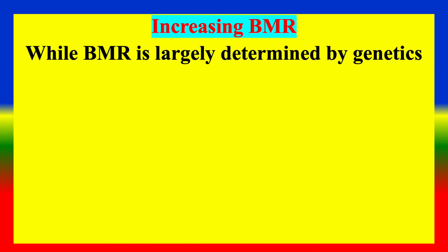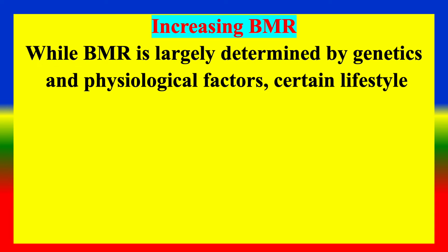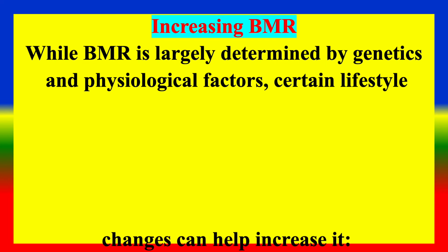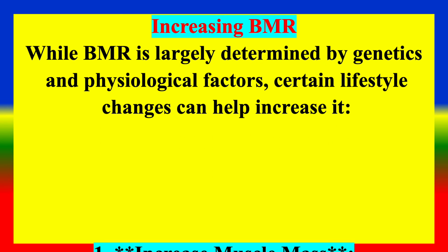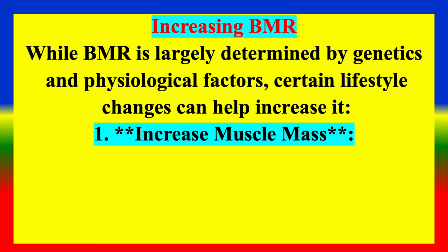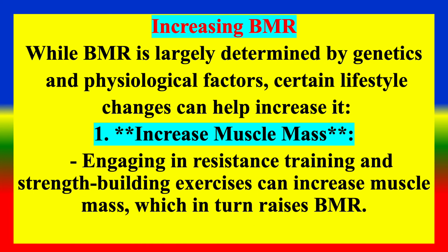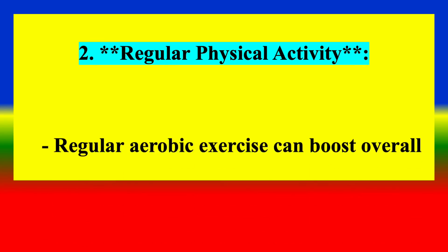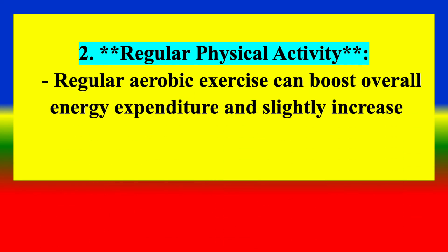Increasing BMR. While BMR is largely determined by genetic and physiological factors, certain lifestyle changes can help increase it. One, increase muscle mass. Engaging in resistance training and strength building exercise can increase muscle mass, which in turn raises BMR. Second, regular physical activity. Regular aerobic exercise can boost overall energy expenditure and slightly increase BMR.